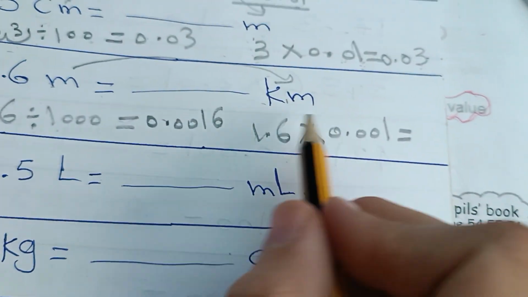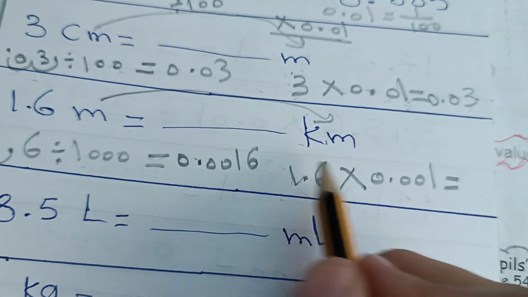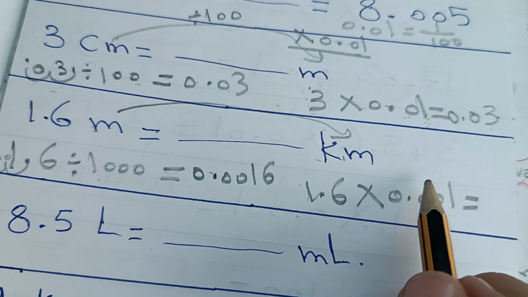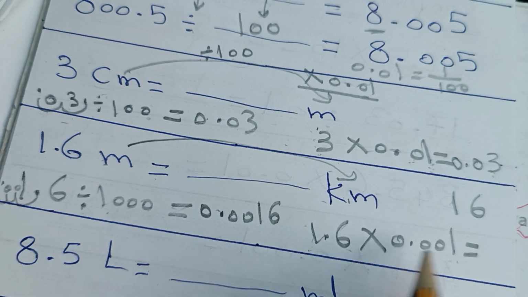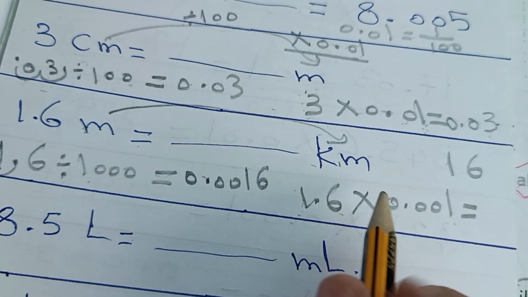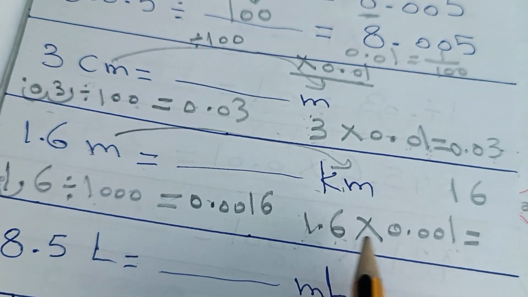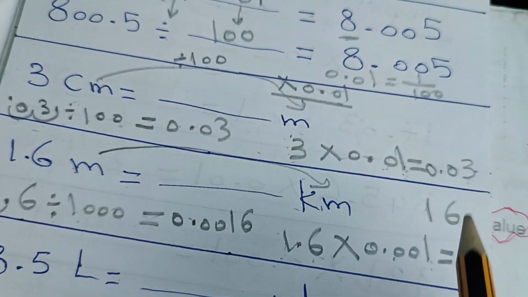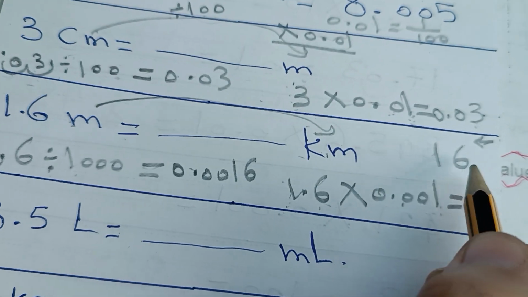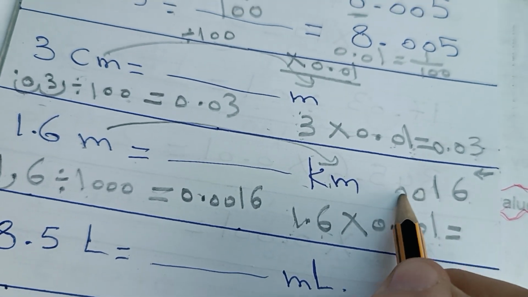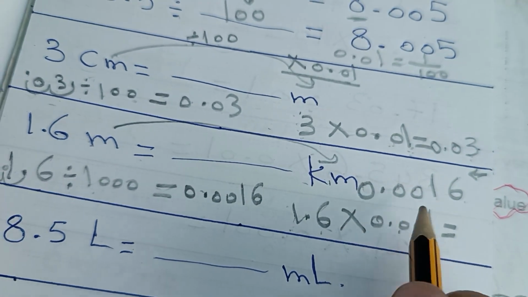And if you write it using the standard algorithm, decimal point by decimal point, I will ignore the decimal point. 16 times 1 equals 16. Let's put the decimal places. I have 1 decimal place here, 2, 3, 4. So I will put the decimal point after 4 places from the right: 1, 2, 3, 4. And this is the answer.